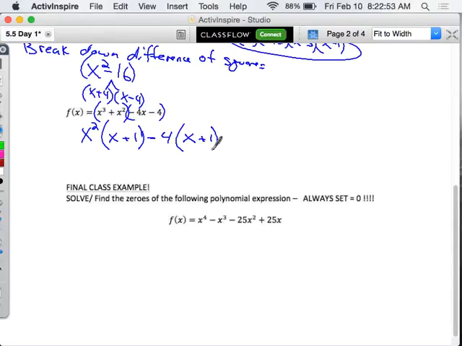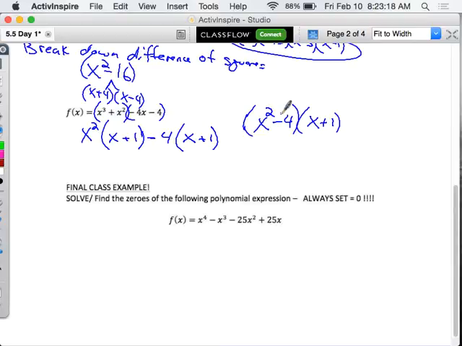Check it. Do your parentheses match? Yes, they do. So I know that we did it correctly, so clean it up. So we have x squared minus 4 times x plus 1. But notice, I like my final answer to only have x, no powers. I don't want these powers. I want my final answer to only have x to the power of 1.